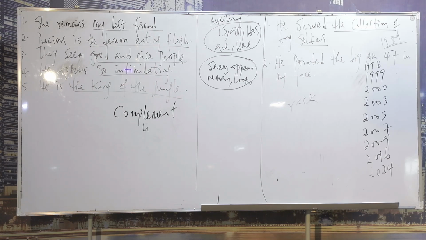Okay, sister, ask your question. Assuming in GCE. Number 2, he pointed the big AK-47 in my face. Will you call it a complement of a verb? Assuming GCE, we have a verb before the underline. That verb is the main verb. Are you with me? Pointed, right? Okay, it's object. Object of the verb.